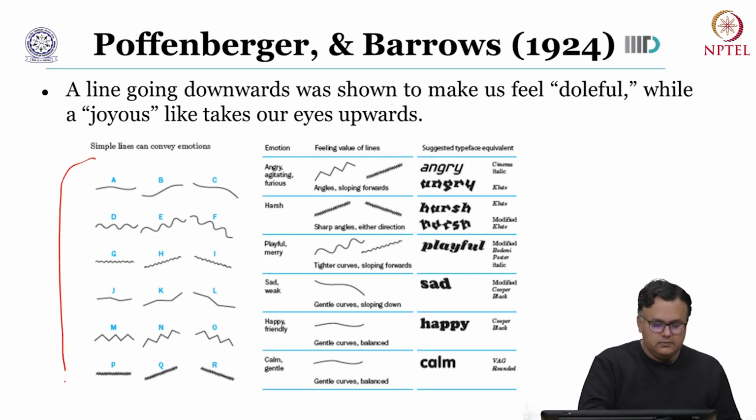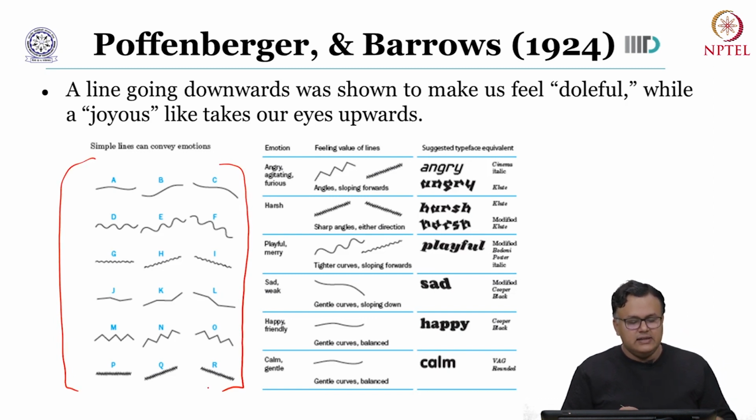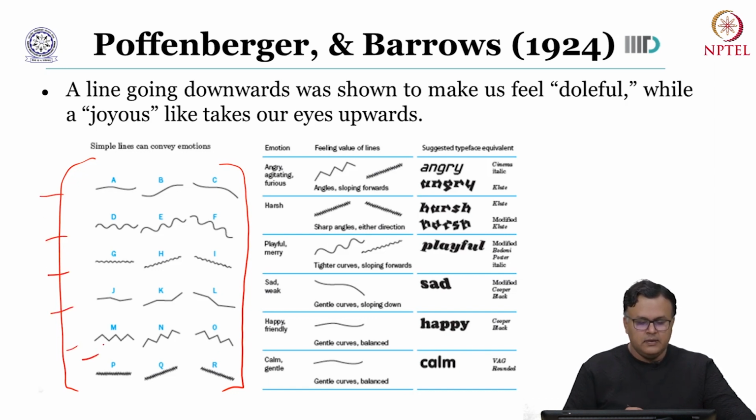So, here you have different styles of how lines can be written. For example, A to R, here are the different styles. Now, with the curvature and the frequency of change of the line, you could have, let's say, smooth lines, or you could have these zigzag seesaw pattern lines. If you use that, you can convey different types of emotions. Okay.